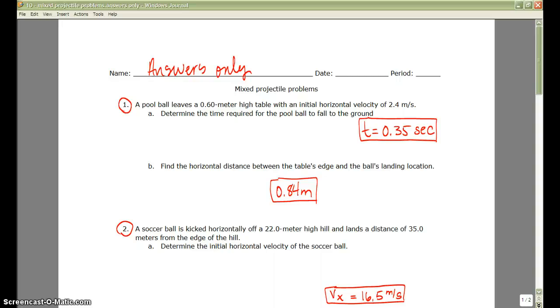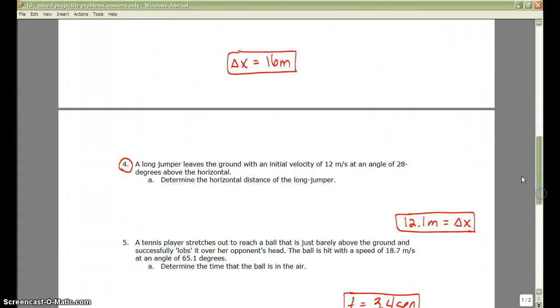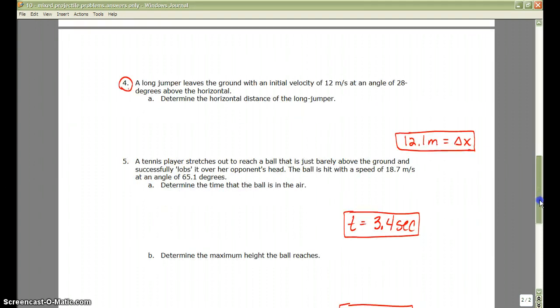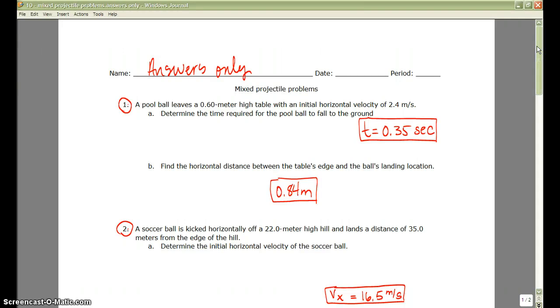Alrighty, hello. Here are a couple of the problems I'll work through for the mixed projectile problems. I chose number 1 to do, number 2 to work through, and also down at the bottom, number 4 to work through. Those 3 problems will help you get the other ones that you did not get. I'm using the worksheet that has the answers only on it, just so as we go through, we'll double check to make sure that we actually got that same answer.